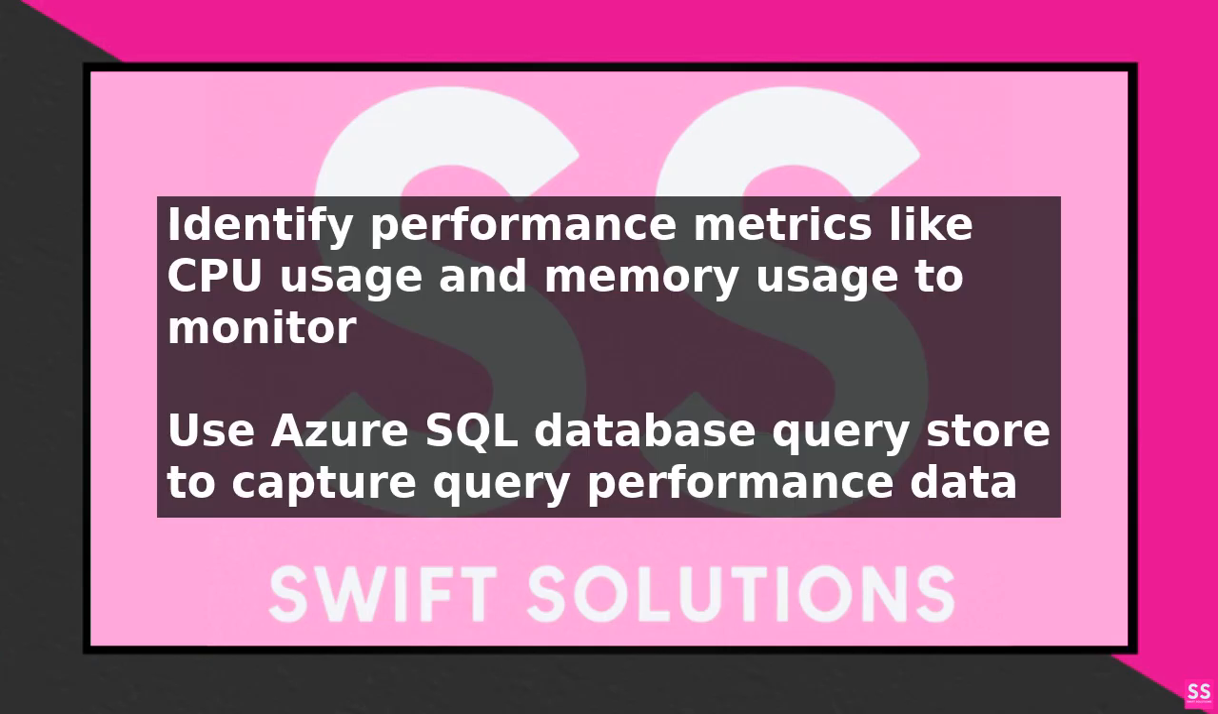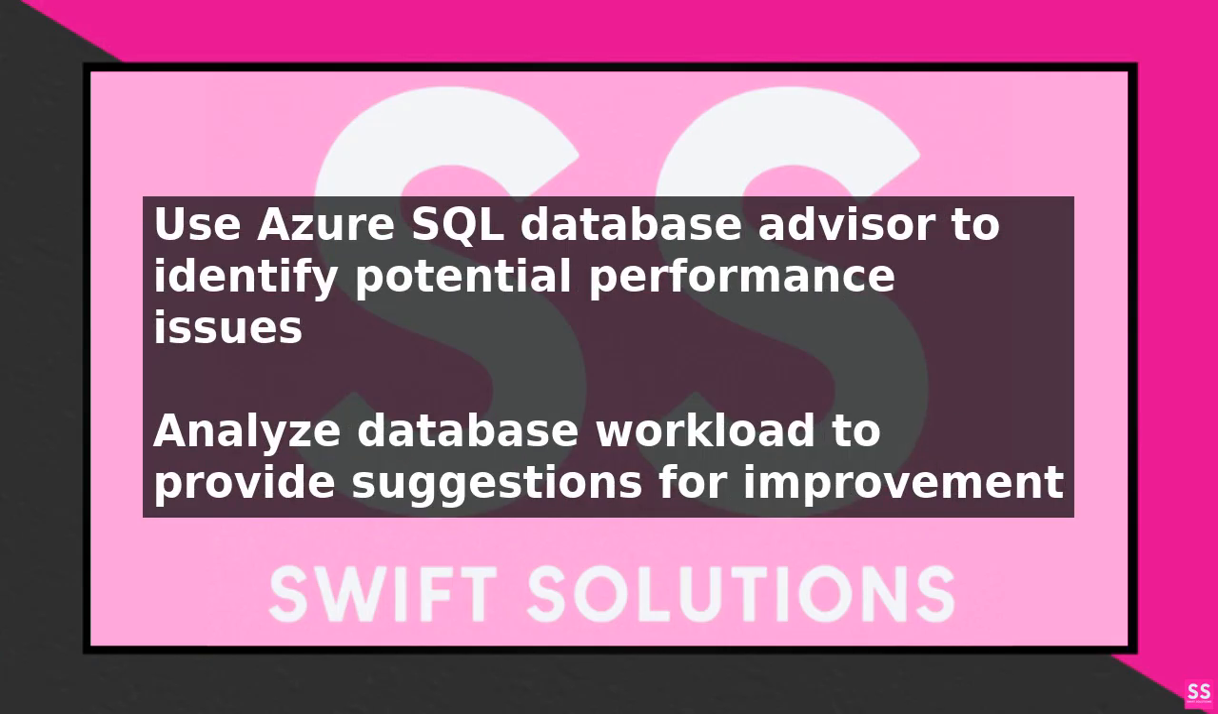Use the Azure SQL Database Performance Metrics to monitor and analyze database performance in real time. These metrics include CPU percentage, memory percentage, and storage percentage. You can also use the Azure Monitor service to collect and analyze performance metrics from multiple sources, including Azure SQL Database. To optimize query performance, use the Azure SQL Database query optimization techniques, such as indexing, caching, and parameterization.